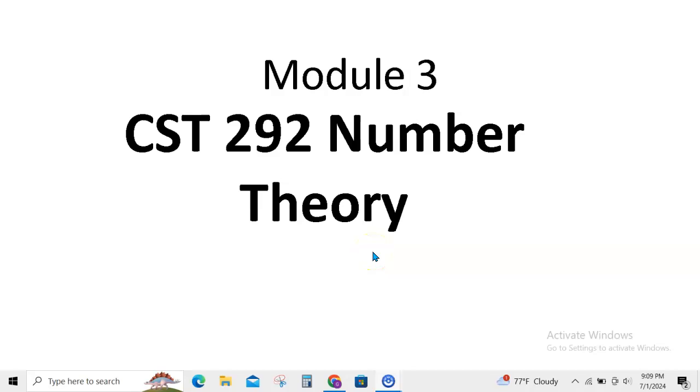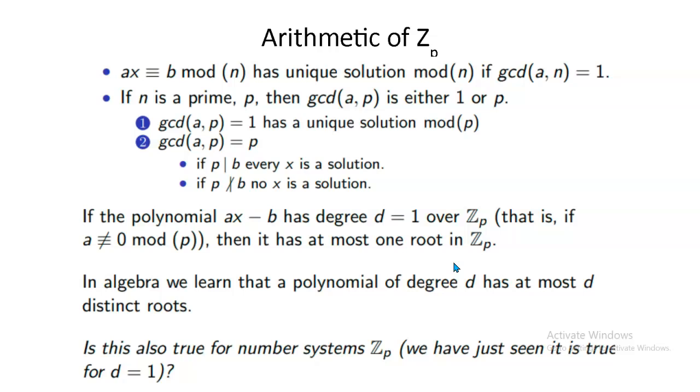Let's start with Module 3 of KTU Honors Number Theory. The first topic is arithmetic of Z_p.